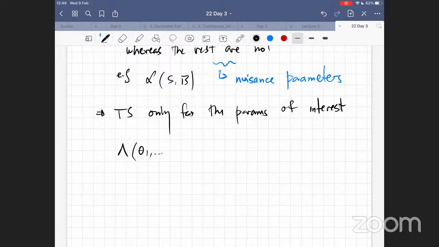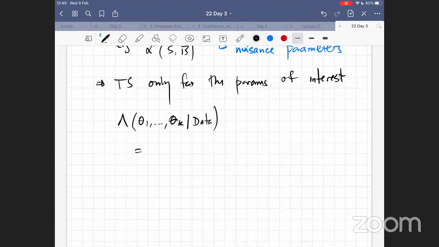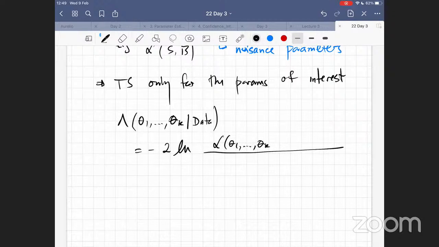So I will put the parameters of interest here, given the data. And this will be the log likelihood, so the likelihood ratio, and actually the -2 log likelihood ratio, where you have here the likelihood in θ1, etc., θk, and you have some estimation for the rest of parameters, which are the nuisance parameters, divided by the optimum likelihood of all the parameters.